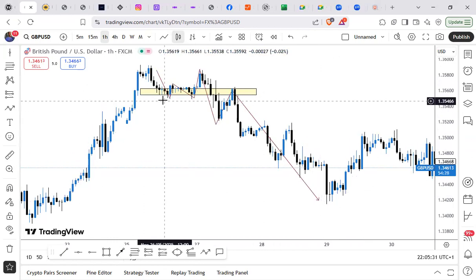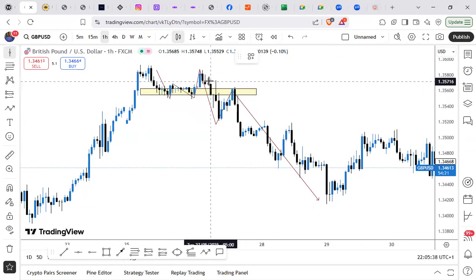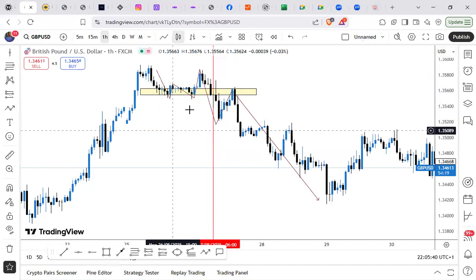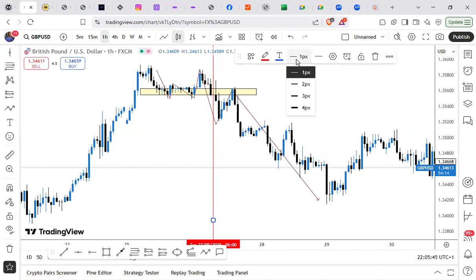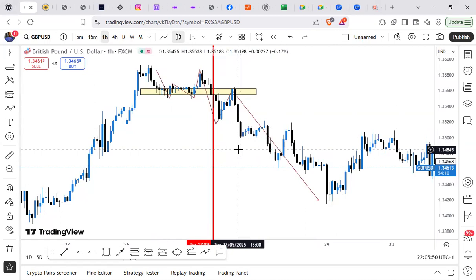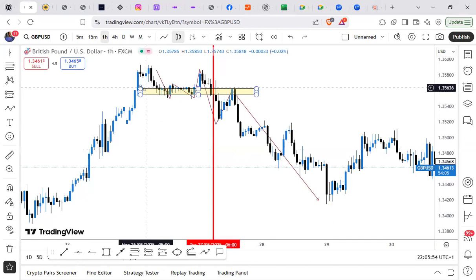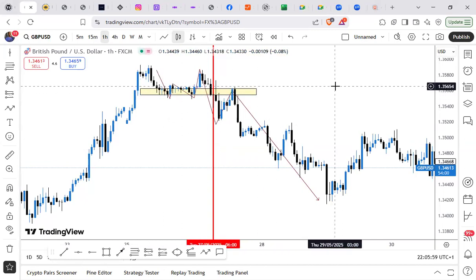This is what we call a support turned to resistance. Here it was a support. Before the red line, it was a support. After red, it became what? Resistance. Do you understand? I'm trying to show what happened here. This zone marked with this yellow rectangle. Before the red line, it was a support. After the red line, it was what? Resistance.